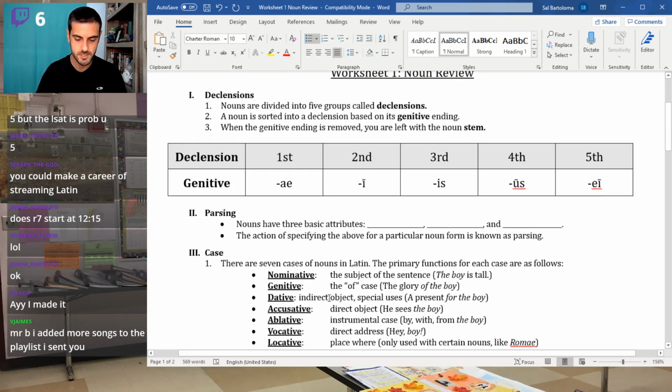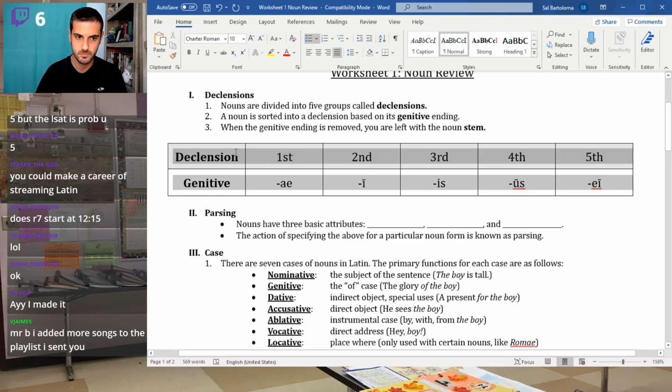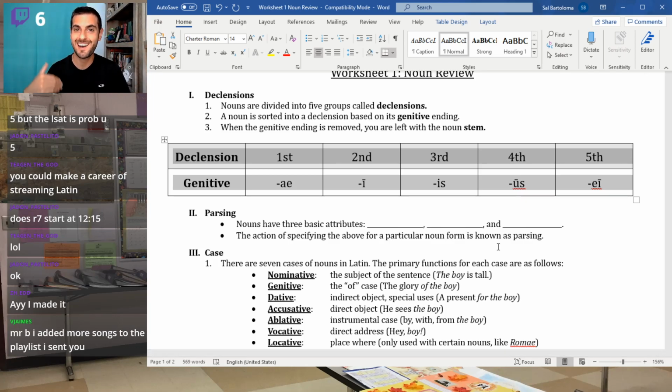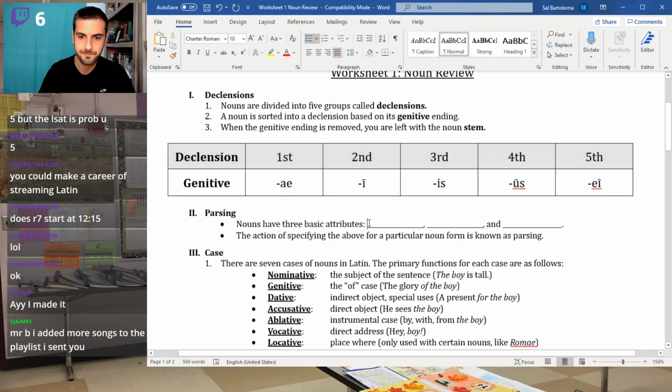So this cheat sheet, this little chart here, is going to be crucial to knowing what declension a noun belongs to. If it's first declension, it's going to have -ae in the genitive form. Second declension is going to have the long I, pronounced E. Third is any word that has -is in the genitive. Fourth is -us, and fifth is -ei. Fifth is a pretty small declension, so not too many words in there, but obviously the other ones are going to be pretty full.